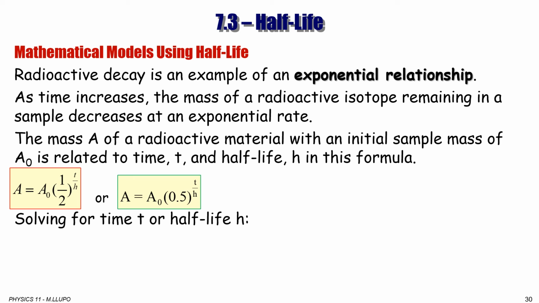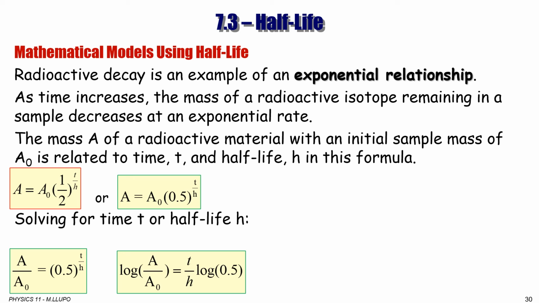Solving for t or for the half-life, we get this formula using formula transformation. So we can move A0 to the other side of the equation, and that becomes A divided by A0 is equal to 0.5 to the power of t over h. And then we use a logarithm on both sides of that equation, and we get log of A divided by A0 is equal to t over h times log of 0.5. And then next would be solving for t. That t is equal to h times the log of the ratio A divided by A0, divided by the log of 0.5.